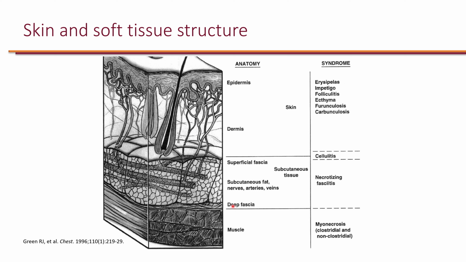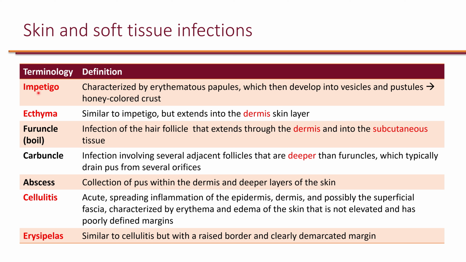and followed with deep fascia, and of course muscle underneath. Now, depending on what layer, we will talk about specific infections based on how deep we go into the skin structure. Now, impetigo, characterized by erythematous papules, which then develop into vesicles and pustules, will eventually form a honey-colored crust. And this is essentially in the epidermis layer.